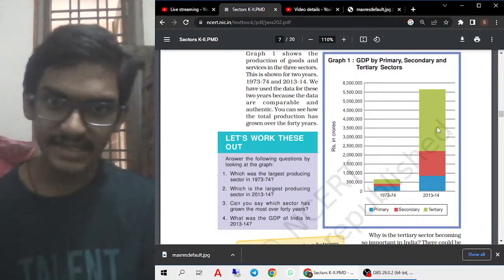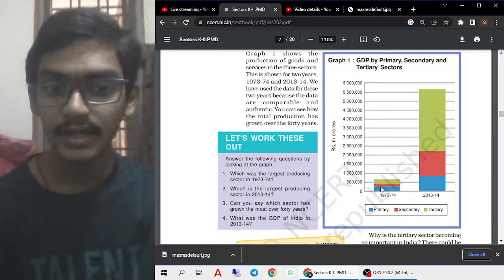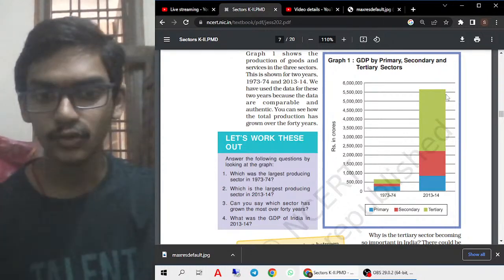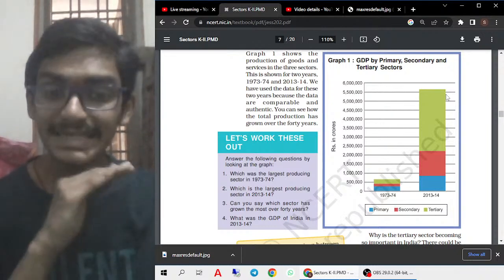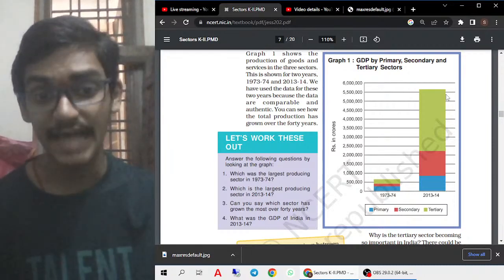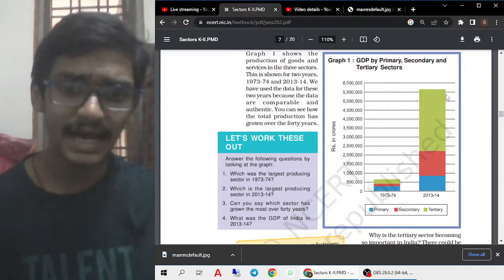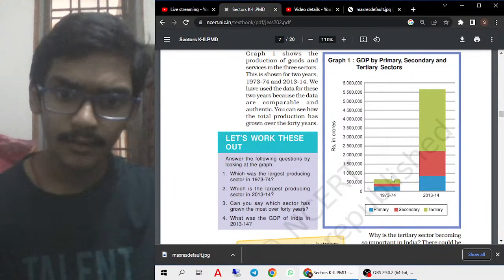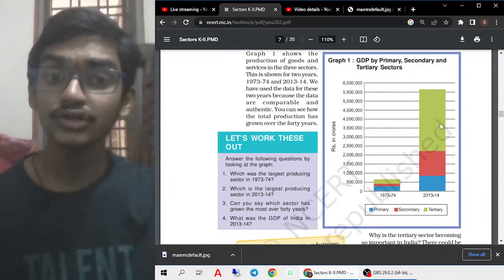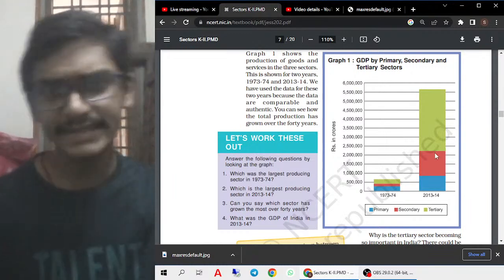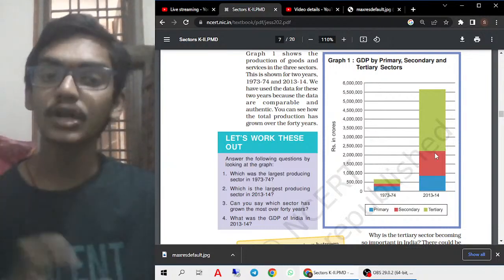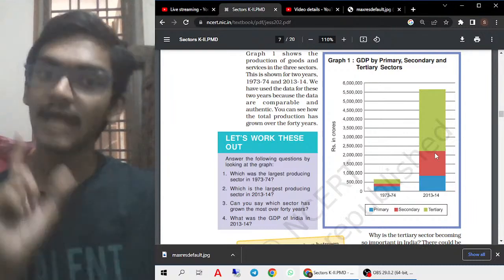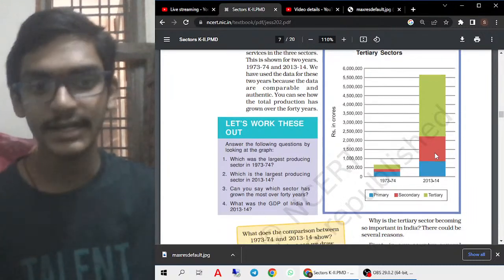Before I say that, let us try to understand the graph once again. What change took place from 1973-74 to 2013-14? In these years, each sector's contribution to the GDP increased very much, but the more contribution is seen in the tertiary sector. That you must try to understand.